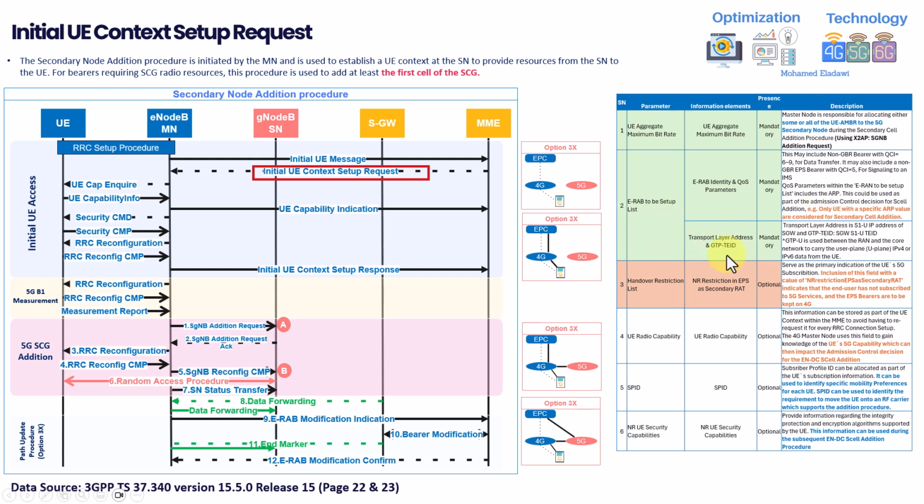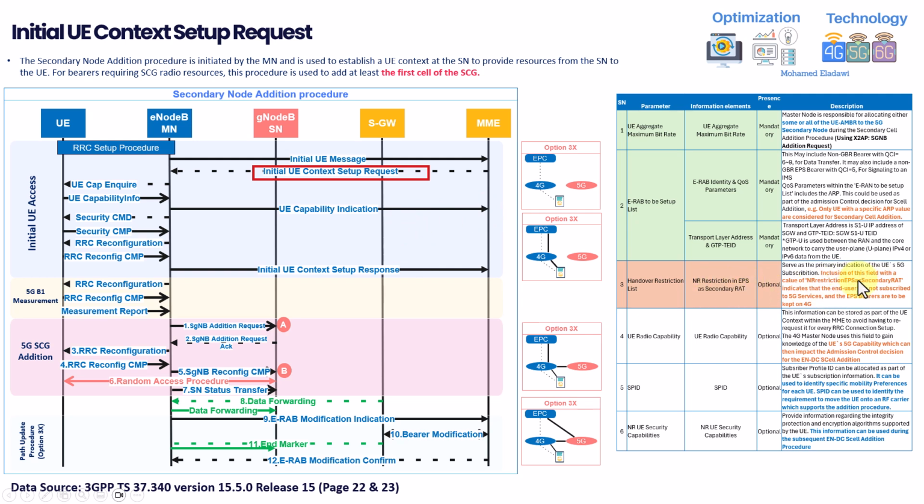And you will have some information about the transport layer address. For example, here just telling it about the serving gateway IP. This is the main idea. Here, the most important, number 3, this is optional, but sometimes the core will apply some restriction on particular users, maybe due to the subscription or whatever. So you'll have something called NR restriction in EPS secondary RAT.